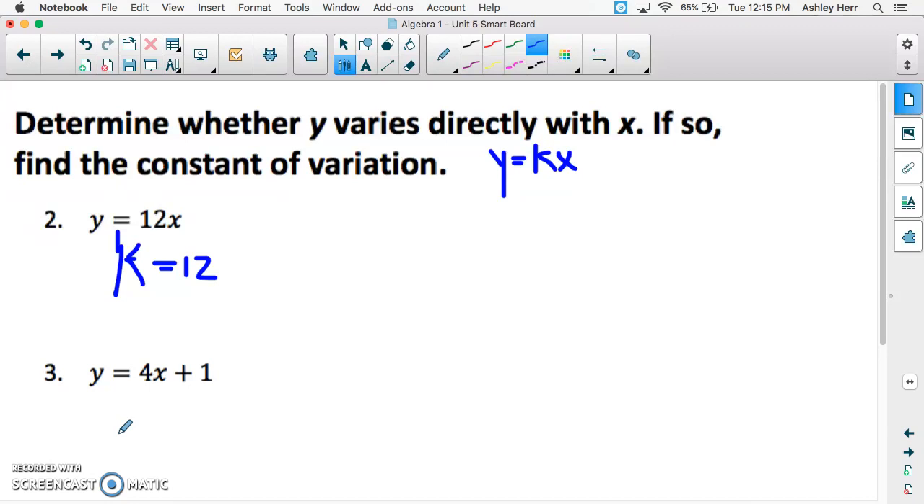Is y equal to 4x plus 1 a direct variation? No, it does not. Why? Because we have something being added out here. So remember our equation, there's nothing being added to k times x. It is strictly just y equals k times x. Well, here, I don't have y equals k times x. I have y is equal to some number times x plus 1. So I know this is not a direct variation because there is a number being added to the end of it.